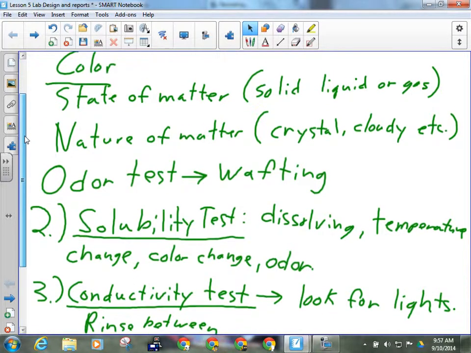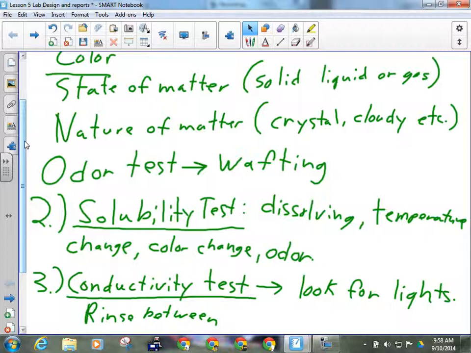Then you'll want to do your conductivity test, which basically just means sticking the conductivity meter in the solution you've created, pressing the button, and recording the number off of the meter.